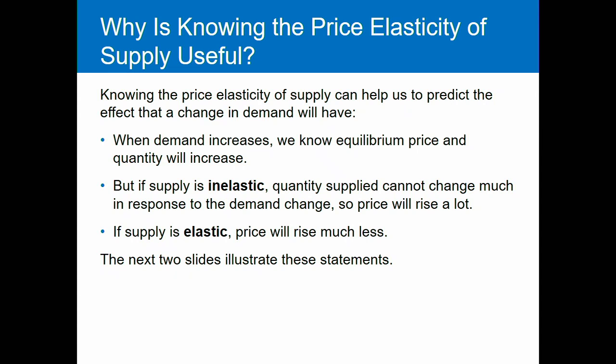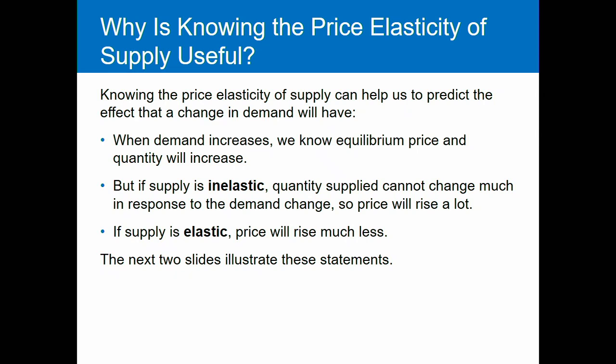But if the supply is inelastic, the quantity supplied can't change that much in response to the demand change. Because it's not very responsive to price, it's not going to change very much, so the price is going to end up rising a lot. On the other hand, if the supply is elastic, you see the opposite. It's very responsive to change in price, so they're able to accommodate that change, and the price is going to rise a lot less.